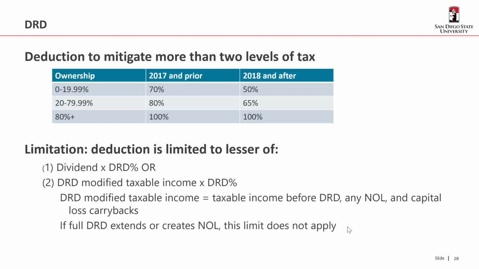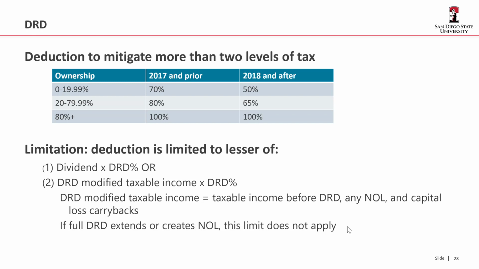So there are currently 3 different DRD percentages. And these depend solely on what the ownership percentage is of the corporation. So 0 to below 20% is a 50% DRD. 20% to just below 80% is a 65% DRD. And if you own 80% or more of the child corporation, then you get 100% DRD.